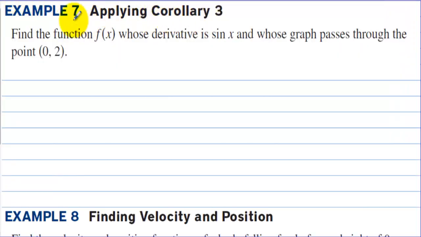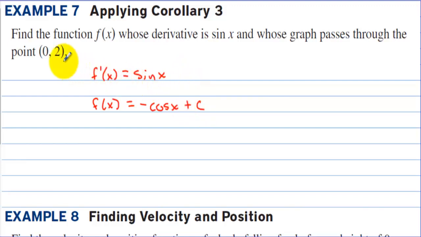Applying corollary 3, find the functions f of x whose derivative is sine of x and whose graph passes through the point (0, 2). They're saying the derivative is equal to the sine of x. So what is the function that has a derivative of sine of x and passes through (0, 2)? Well, the function that has a derivative that is sine x is negative cosine x, but then it could be plus some constant because the derivative of a constant is 0.